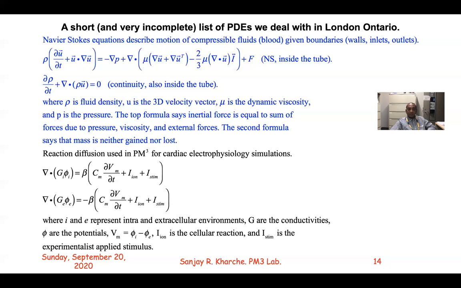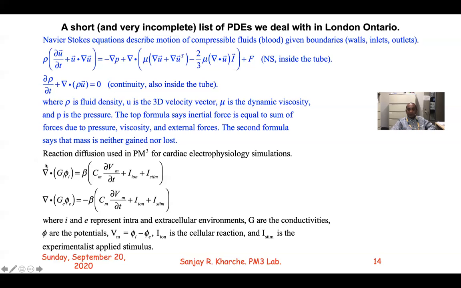Apart from the Navier-Stokes equations that describe the motion of fluid, we are also concerned with how electrical waves move in, say, for example, cardiac tissue or gut tissue. And the partial differential equations that describe electrical waves in organs are called reaction diffusion equations. And the reaction diffusion equations are shown in black at the bottom of the slide over here.